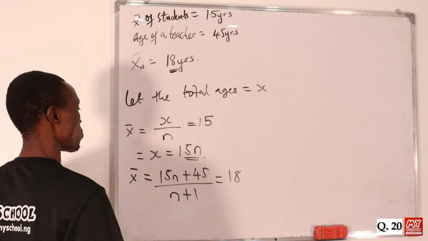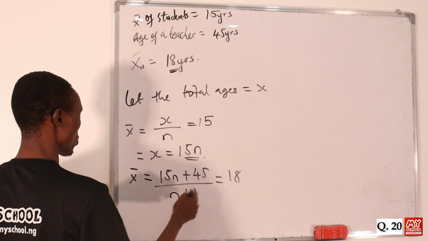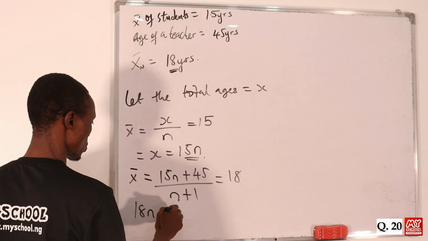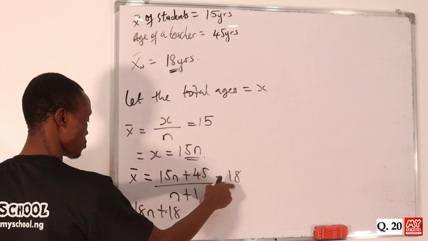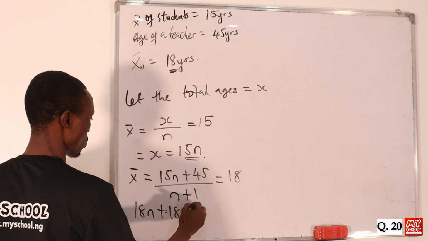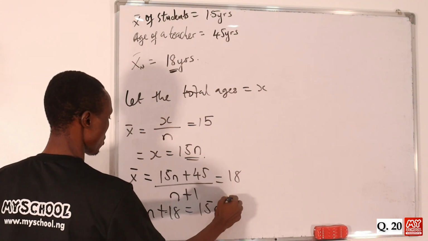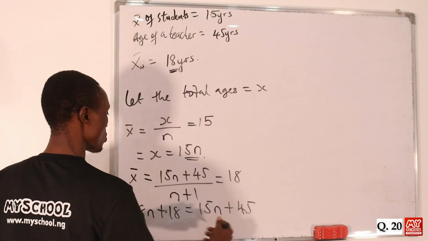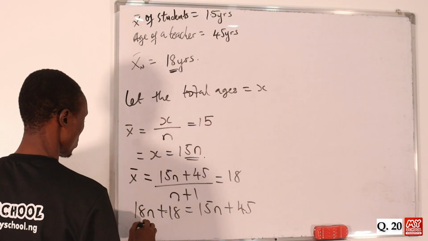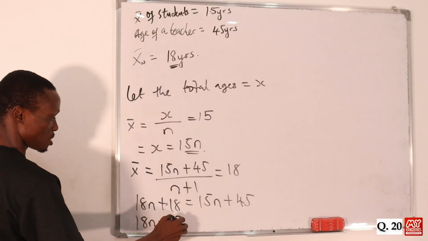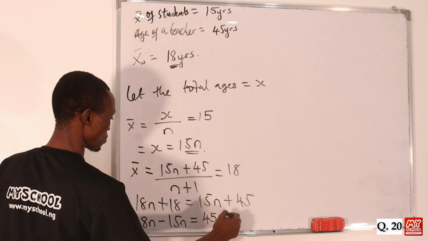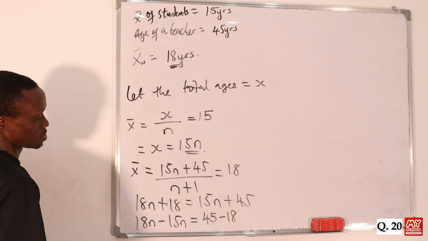Okay, so here we simply cross multiply. If we cross multiply, we'll be having 18n plus 18, which is 18 times n, 18n, and 18 times 1, which is 18, equals 15n plus 45. So here we simply collect like terms. So 15n will move down to this side, so that we'll be having 18n minus 15n now equals 45 minus 18.